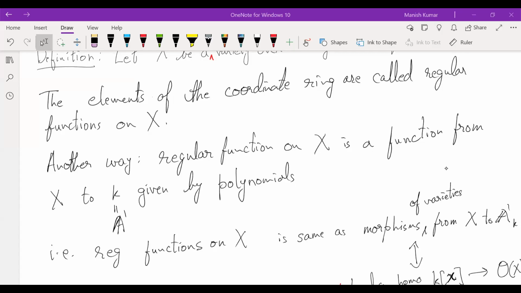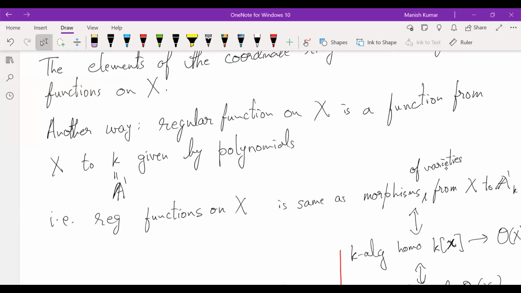Good. So last time we saw what regular functions are. They are elements of the coordinate ring, and they can be thought of as functions from X to k given by polynomials. Another way to think of it is, remember k is the same as A^1_k, the affine line. A^1 is another name for k as a set in some sense. So you can also think of regular functions on X as morphisms of affine varieties from X to A^1_k.